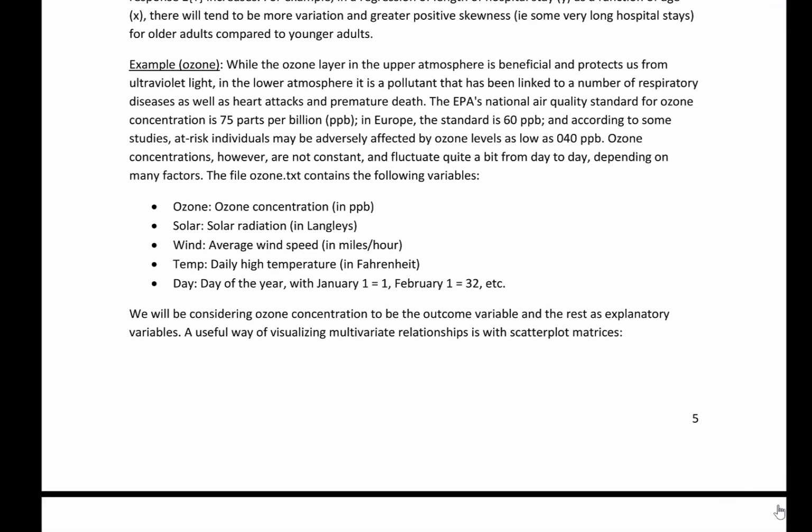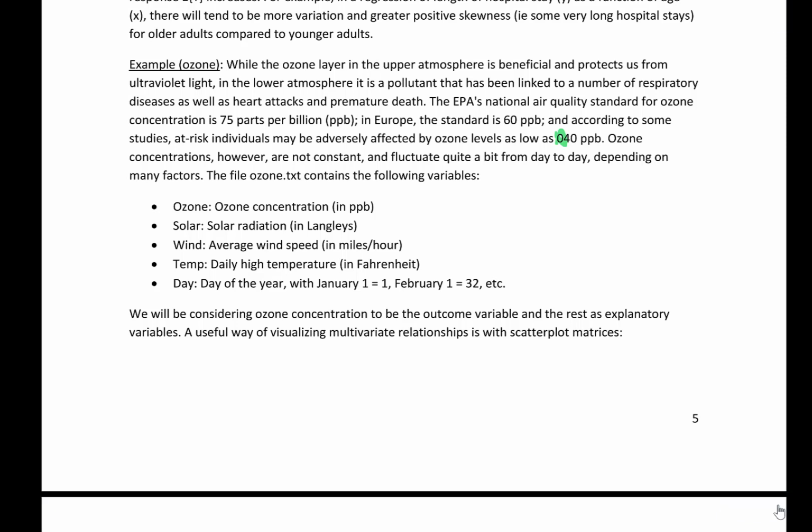While the ozone layer in the upper atmosphere is beneficial and protects us from ultraviolet light, in the lower atmosphere it's a pollutant that can be linked to a number of respiratory diseases, as well as heart attacks and premature death. The EPA's national air quality standard for ozone concentration is 75 parts per billion. In Europe, the standard is 60 parts per billion, and according to some studies, at-risk individuals may be adversely affected by ozone levels as low as 40 parts per billion. So there's an extra zero there.